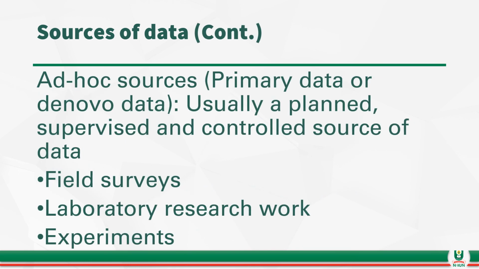So the ad hoc sources are usually called primary sources of data. It's de novo kind of data generation. It is usually a planned, supervised, and controlled source of data, like when you go for field surveys, laboratory research work, experiments. They are all primary sources of data.